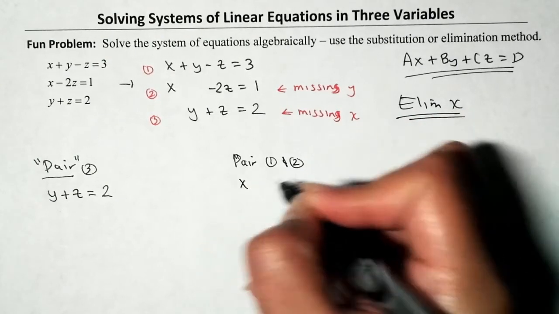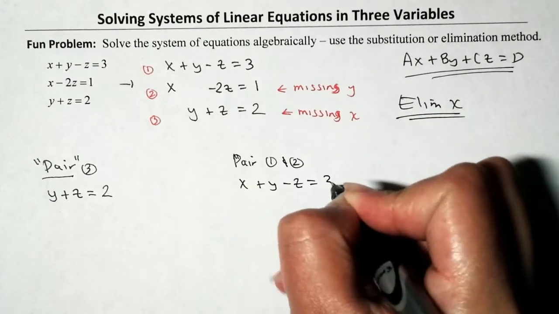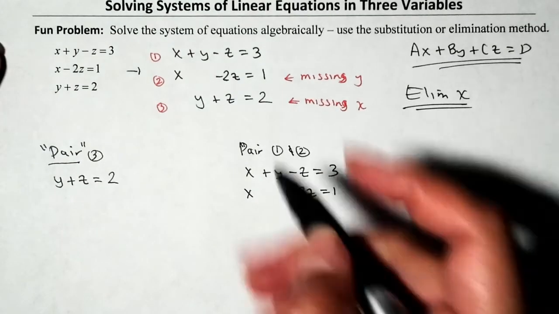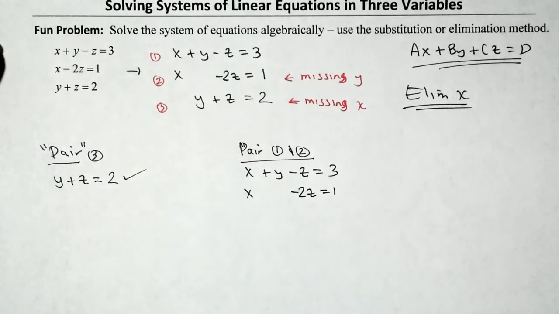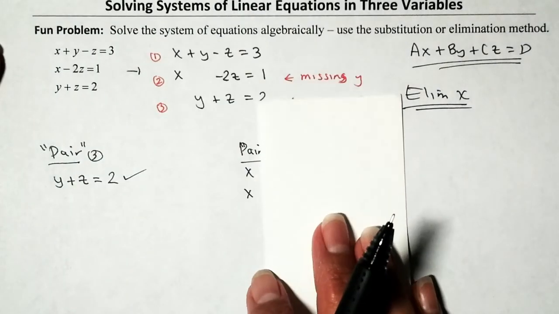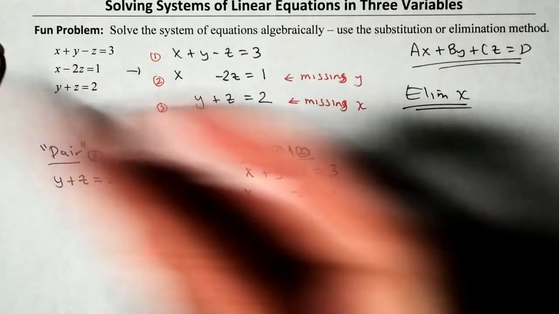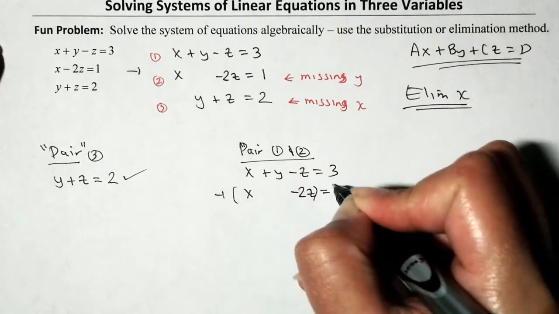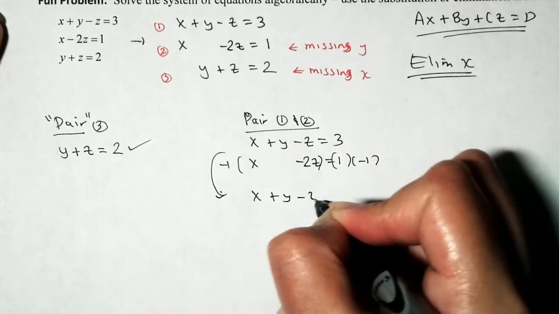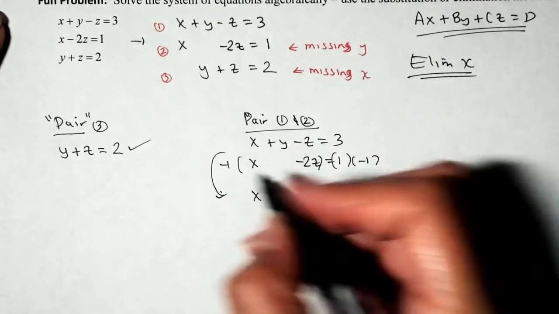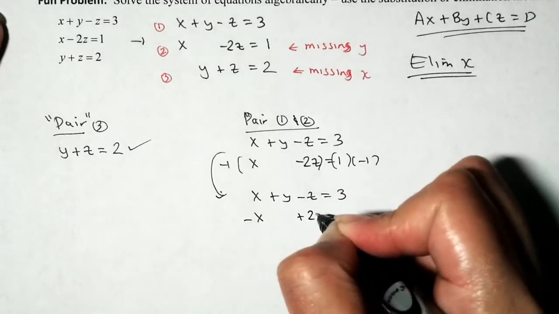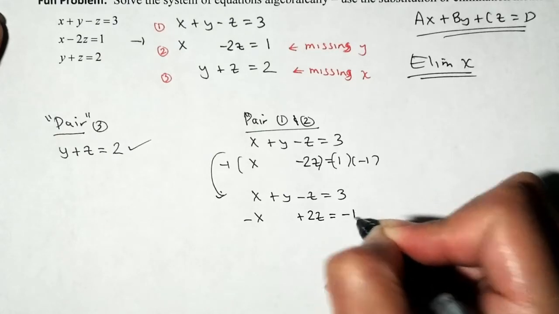Okay, so we have x plus y minus z equals 3, and then x minus 2z equals 1. So we want to eliminate the x from each pair. This one doesn't have an x, so we're good. This one, the least common multiple is 1, so we want the positive x and the negative x. Let's go ahead and multiply that bottom equation by negative 1. Okay, so our new system will give us x plus y minus z equals 3. That one was good. The bottom one, watch those signs. That will give us negative x plus 2z equals negative 1.